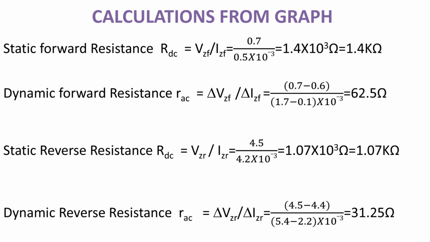From reverse bias characteristics, we can find the static reverse resistance RDC equals VZR by IZR, which equals 4.5 volts by 4.2 into 10 power minus 3, which will give us 1.07 kilo ohms. Dynamic reverse resistance RAC equals change in VZR by change in IZR. 4.5 minus 4.4 by 4.4 minus 2.2 into 10 power minus 3, which will give us 31.25 ohms.